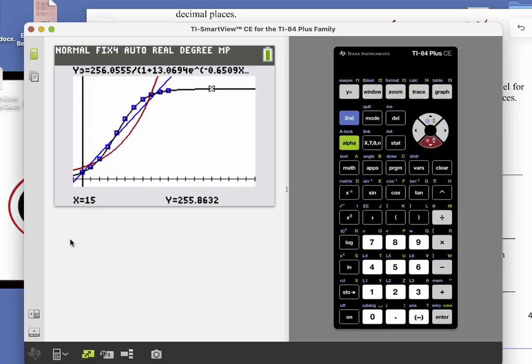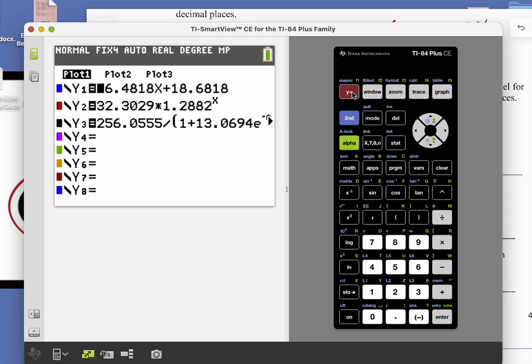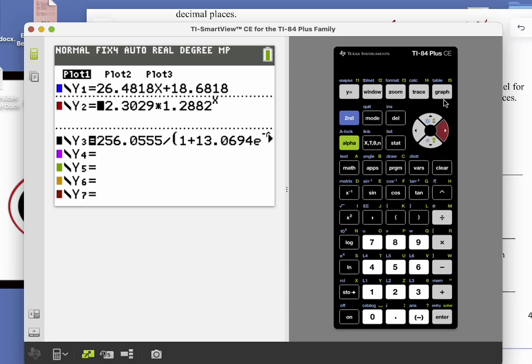There is no second calculate y value. There's only second calculate x value. 0 is when it hits the x-axis. That's not what we want. So let's first turn these off so I can stop looking at these 2.